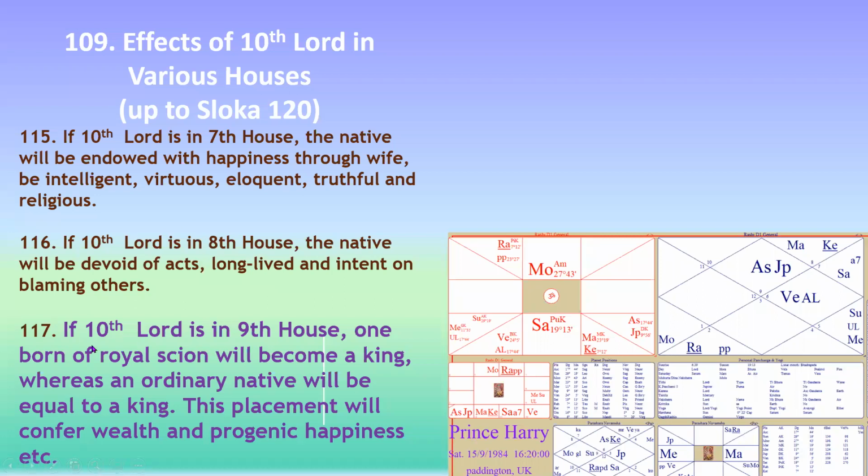If the 10th lord is in the ninth, one born of a royal scion will become a king, whereas an ordinary native will be equal to a king. This placement will confer wealth and progenic happiness. Prince Harry, we all know him, right? He's got that. That's a brilliant yoga to have.